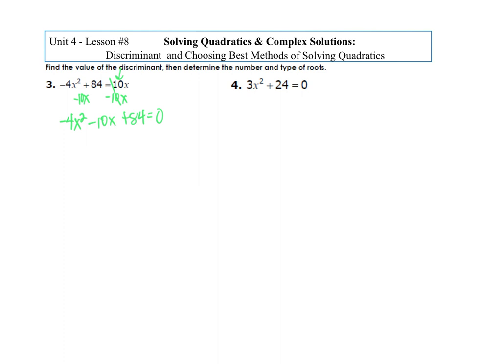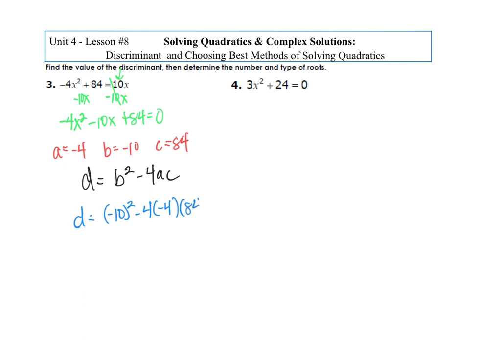So what does that make our a, b, and c value? A is -4, b is -10, and our constant is +84. The discriminant is always going to be b squared minus 4ac because that's just what it is. And plug it in. Our discriminant is equal to -10 in parentheses squared. If you're not using parentheses, you will get it wrong when you plug it into your calculator. Minus 4 times -4 times 84.